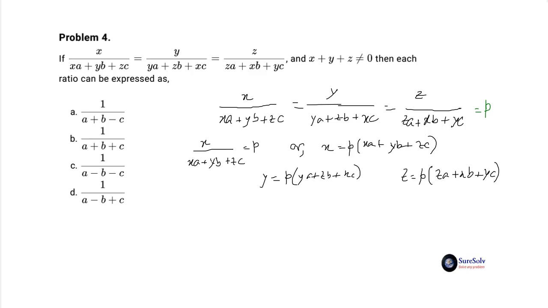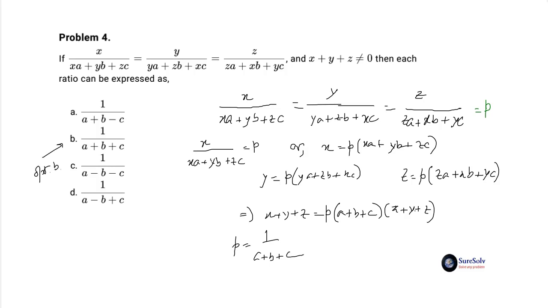Add up the three equations and you will get x plus y plus z equal to p times (a plus b plus c) multiplied by (x plus y plus z). Or p equal to 1 by (a plus b plus c), as x plus y plus z not equal to 0. Answer is option B, 1 by (a plus b plus c). Again solve quickly in only a few steps. Last problem now.